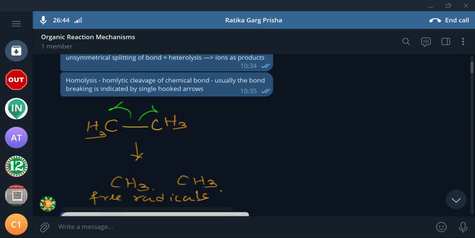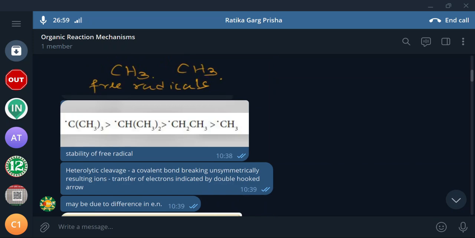So likewise, homolysis is also called homolytic cleavage of a chemical bond. Usually the bond breaking is indicated by a single hooked arrow like this. It indicates one electron is transferred here, another electron is transferred here. So you have got various types of free radicals. Now we have the tertiary alkyl radical, secondary alkyl radical, primary alkyl radical and methyl radical, etc.